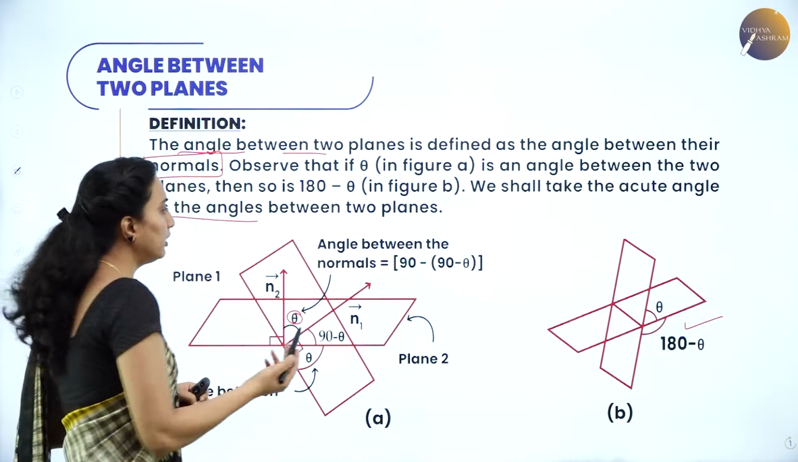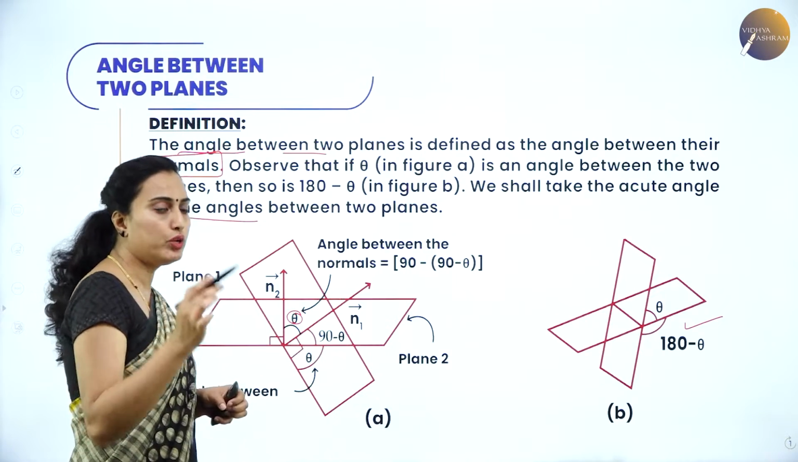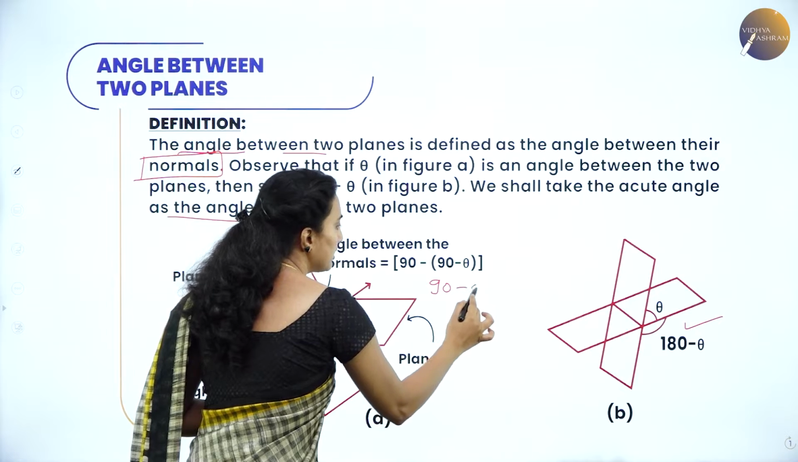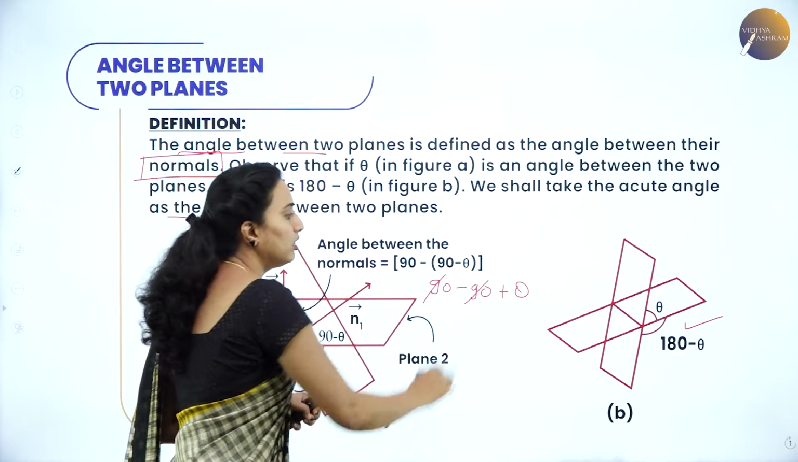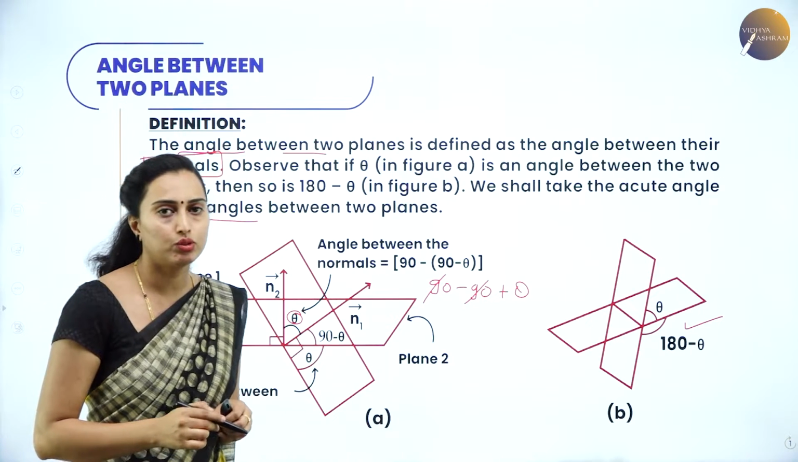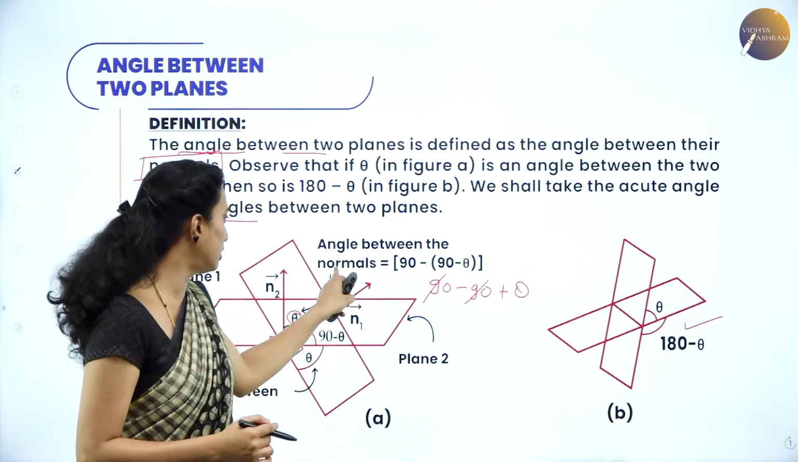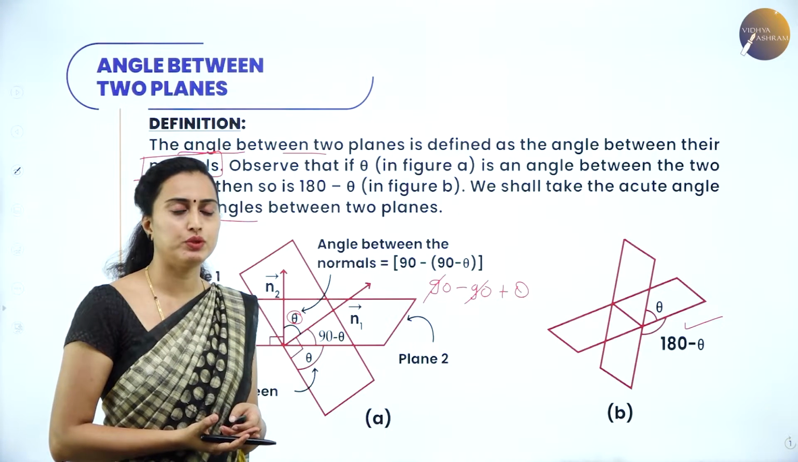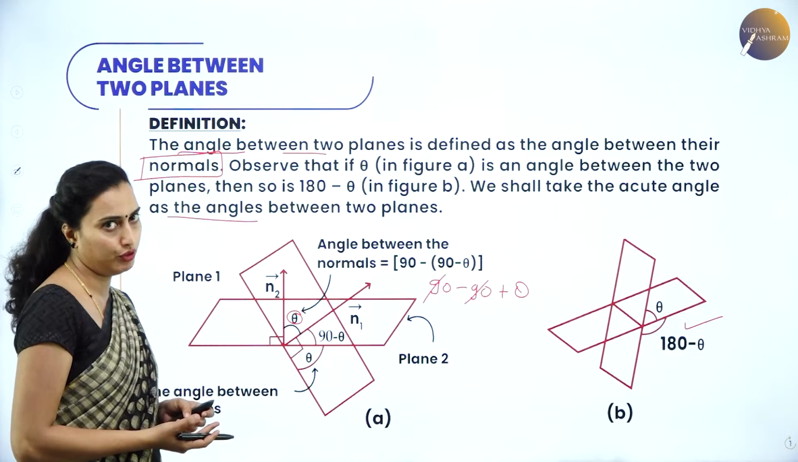Why have I taken it like that? You can see here 90 minus of 90 minus theta, which will be giving you, if you multiply 90 minus 90, minus into minus plus theta, so it will get cancelled. You are going to remain with theta. So that only is called the angle between the normals. So that's what I have taken here. Got? Therefore theta is the angle between those two normals. So this diagram is very important for you.